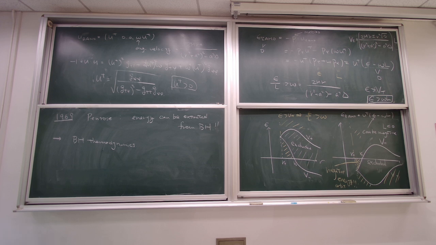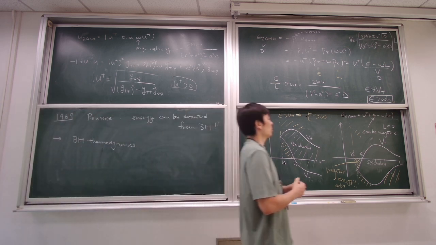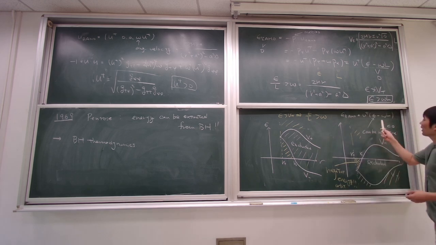And also you are talking about ZAMO, right? But you haven't specified that it is inside the ergosphere. So it is not necessary that the ZAMO should be inside the ergosphere, right? No, the point here is that epsilon can take negative energy.